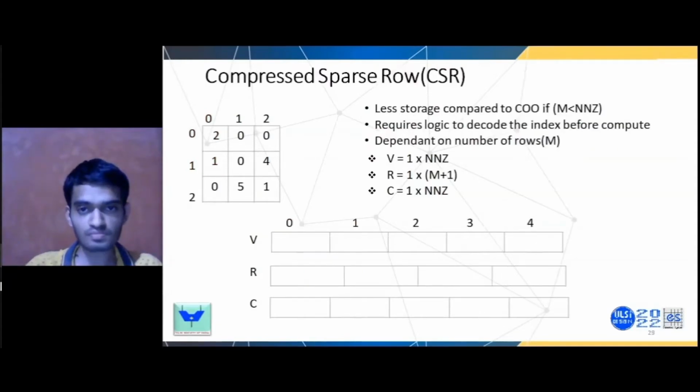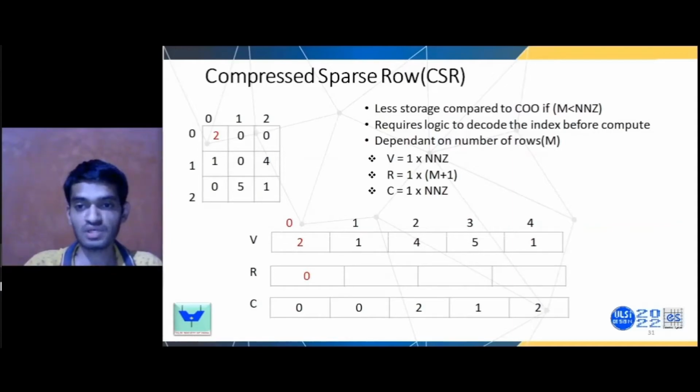The next format is compressed sparse row, which is also called CSR. This format has less storage compared to that of the COO if the number of rows is less than the number of non-zeros that are present. The value array and the column index array are the same as those of the COO, but the only difference is that instead of the row index array, we have the row pointer array, which points to the first element of every row.